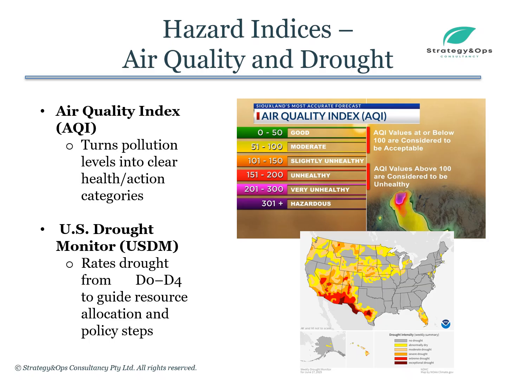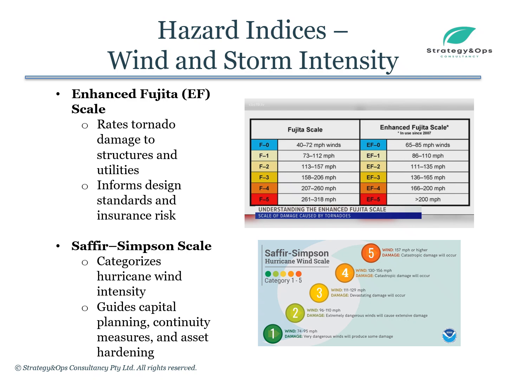Hazard indices turn technical data into clear, shared signals that guide planning and response. Now let's look at the tools used to rate wind and storm strength. The enhanced Fujita scale measures tornado intensity. It ranges from EF0 to EF5 and is based on the damage left behind.